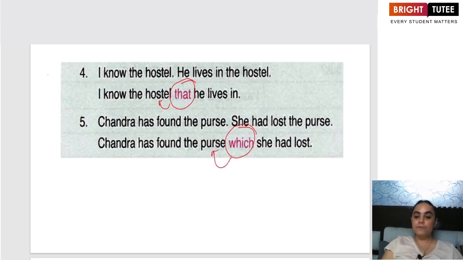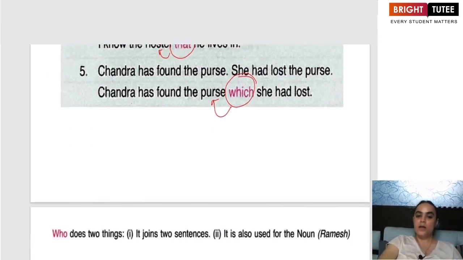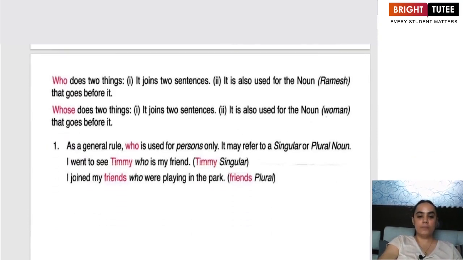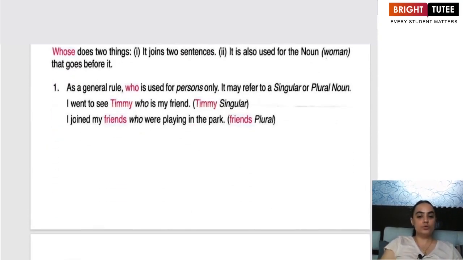So we have 5 relative pronouns, dear students, as I told you. The 5 relative pronouns are who, whose, whom, that and which. These relative pronouns are used to join two sentences and the relative pronoun will always refer to the noun which is used before it.